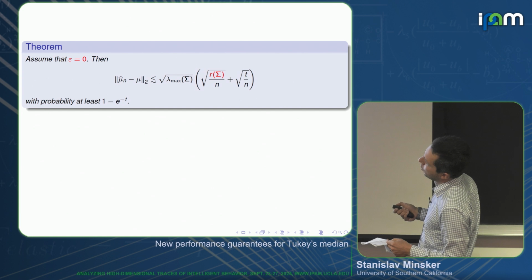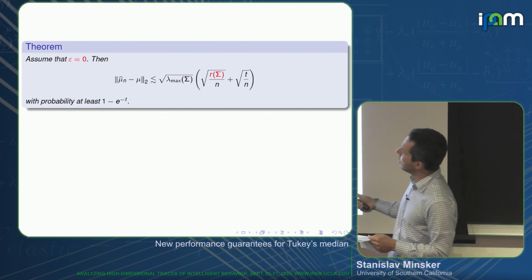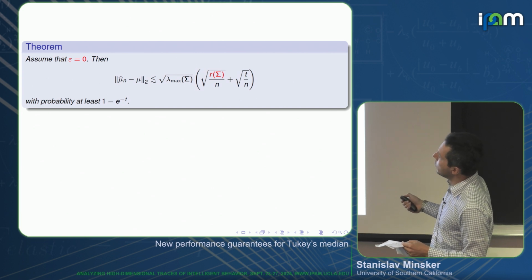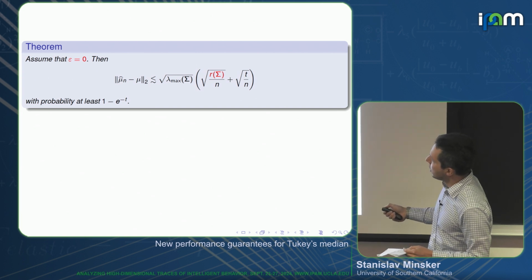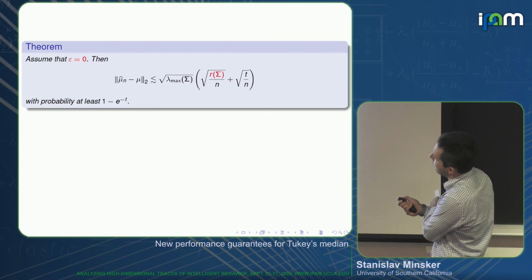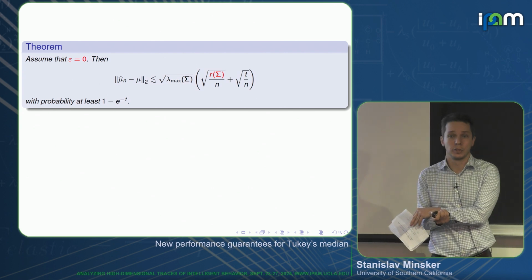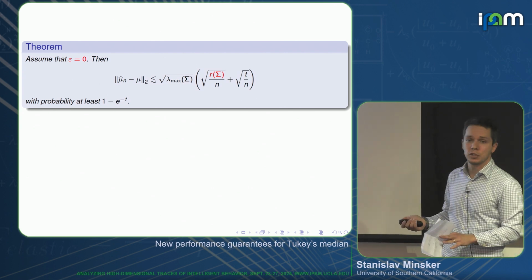What we proved is that if we are in the perfect setup where there is no contamination, then indeed Tukey's median satisfies this correct dependence with the effective rank that controls the intrinsic geometry of the data instead of the dimension. Again, this assumes no contamination.